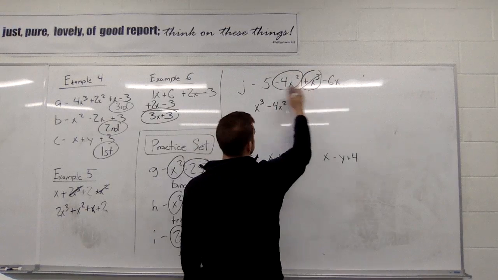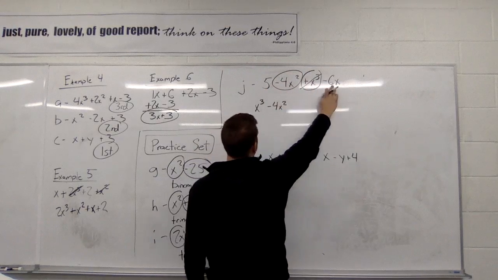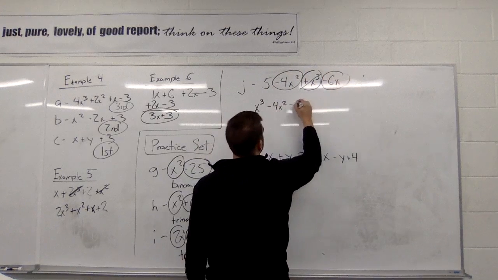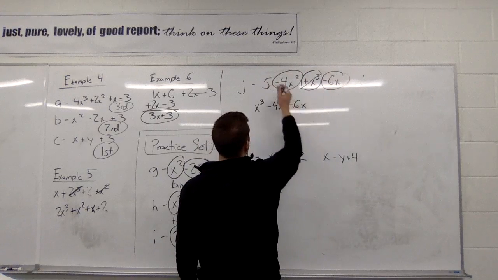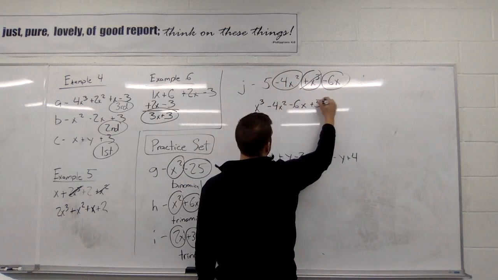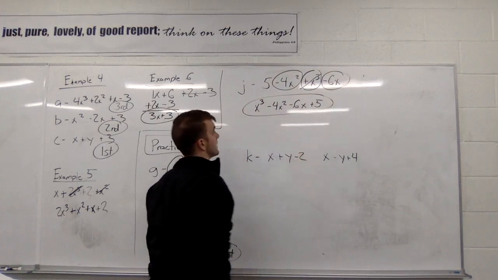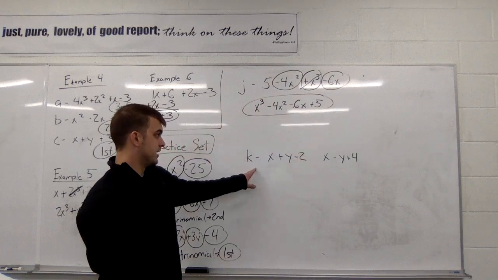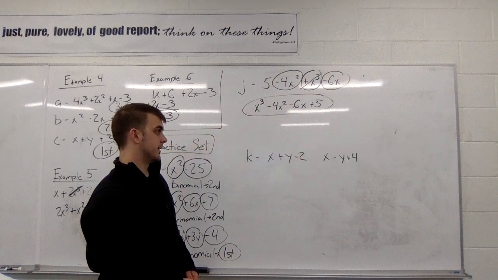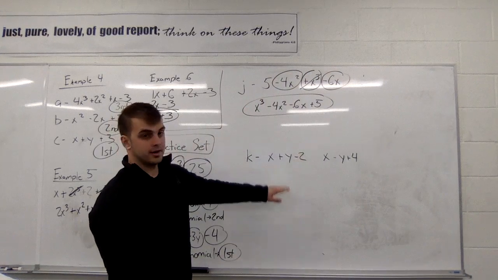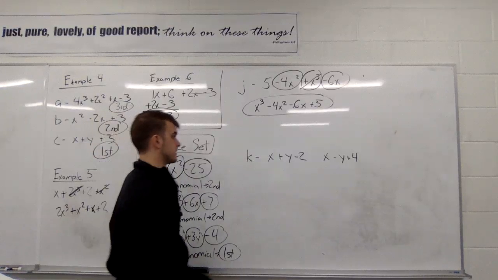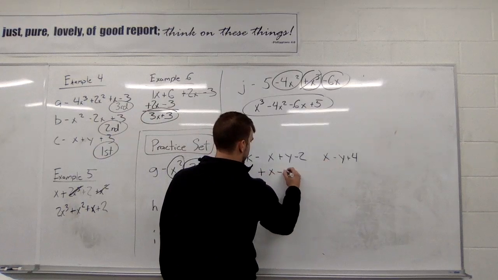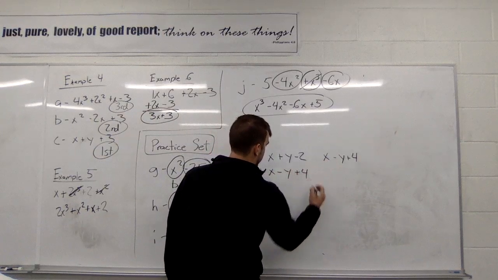Next thing is you have a number and a number with a variable. Variables go first, so negative 6x, and then what is that? It's a positive 5. That is how you arrange it in descending order. Now, for k, you're adding the trinomials. You're adding the trinomials together. So you just line this up, x plus x minus y plus 4.